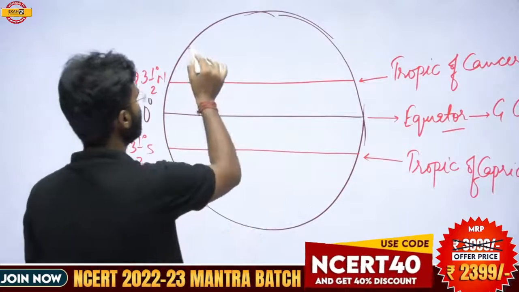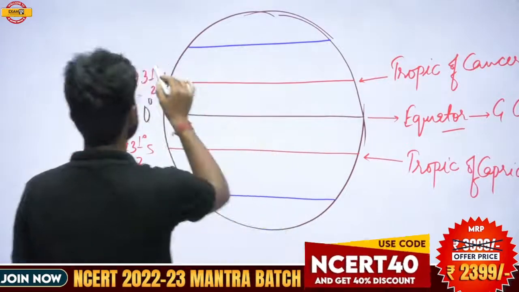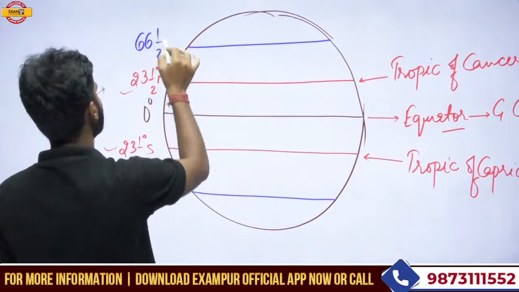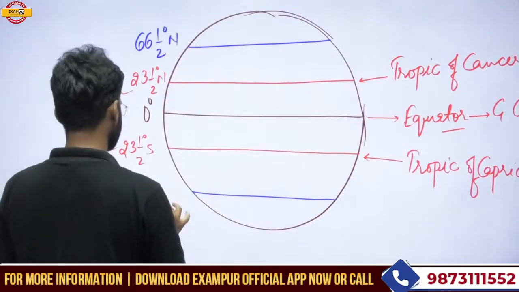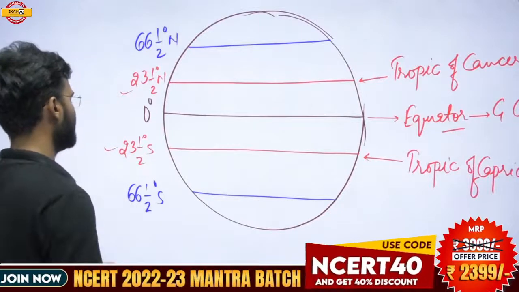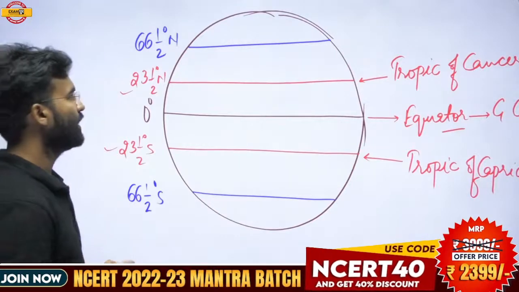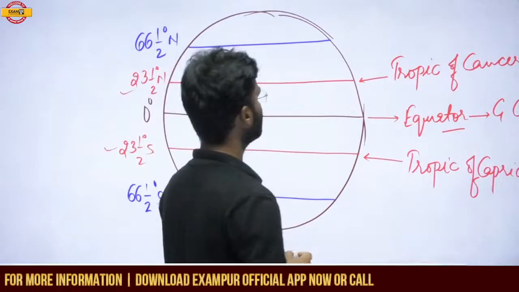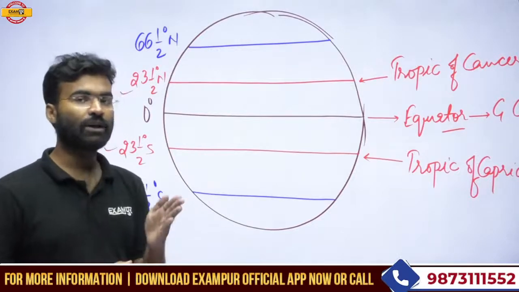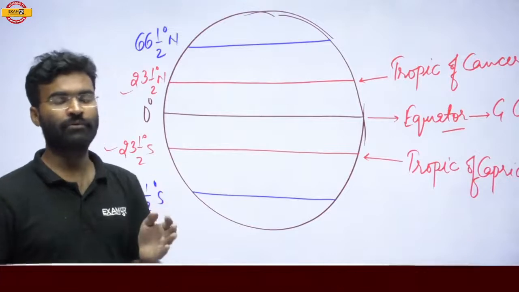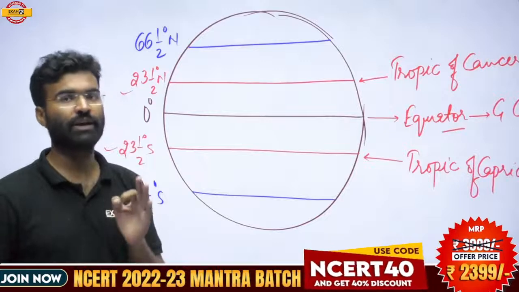Another latitude which is very important, and we are considering this latitude. The value of this latitude is 66.5 degrees north and 66.5 degrees south. These are also important latitudes. And these are the latitudes beyond which sun rays never fall with an angle of more than 23.5 degrees.